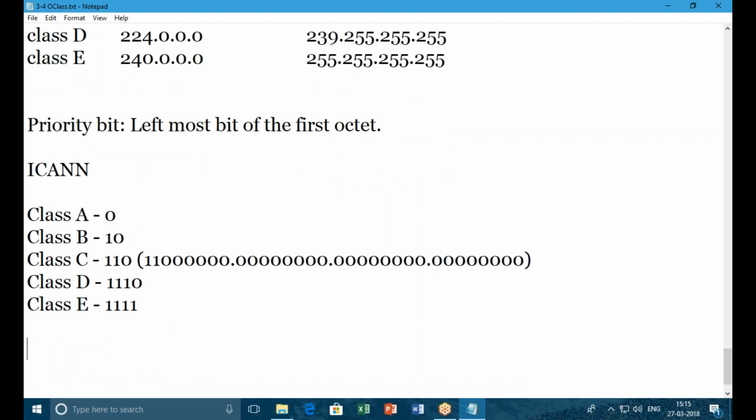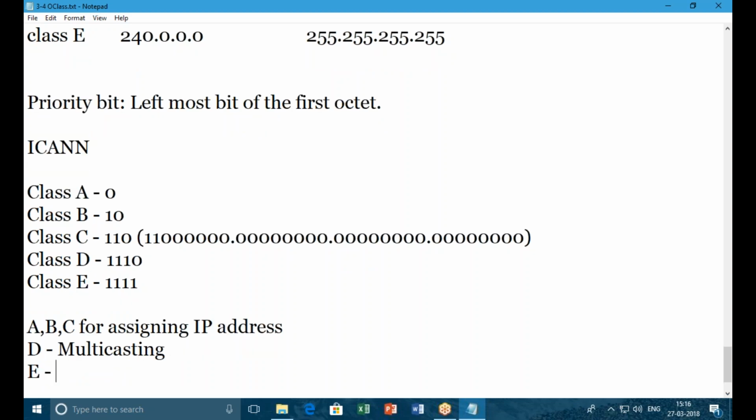Now, of these 5 classes, we do not use all of them for assigning IP addresses to systems. We use only class A, class B, and class C for assigning IP addresses. What about class D? It is used for multicasting. What about class E? It is used for broadcasting and research. So you have only 3 classes for assigning IP addresses.